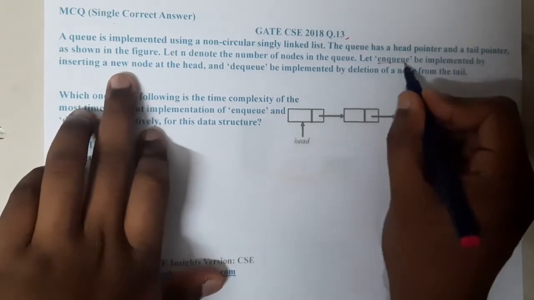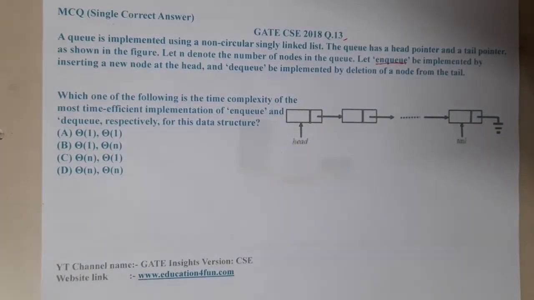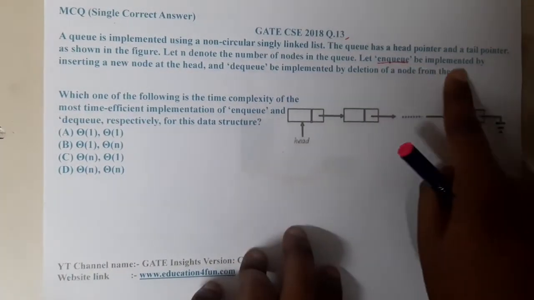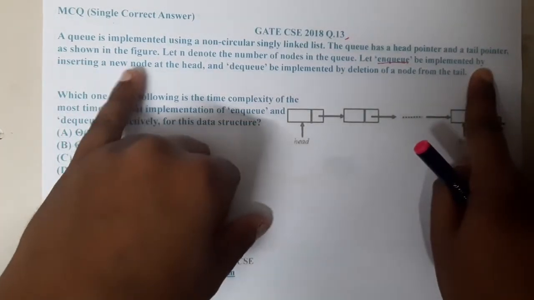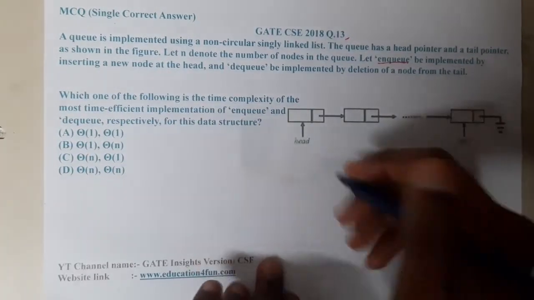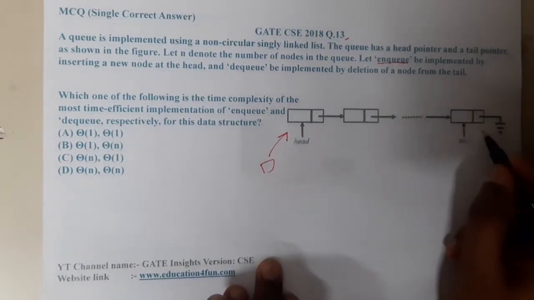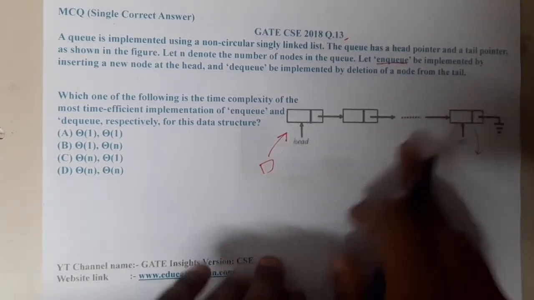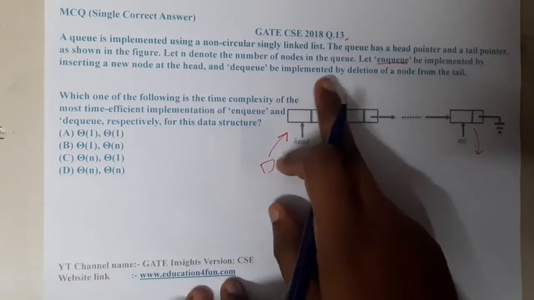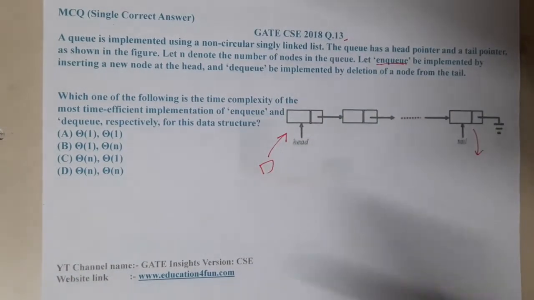So basically NQ and DQ will be the operations. Okay, exactly, I'm getting the idea now. So NQ is implemented by inserting a new node at the head. So basically new nodes will be inserted here and the nodes will be deleted from the tail. That's what it is saying, right? And DQ is implemented by deletion at the tail. That's exactly what it is saying.